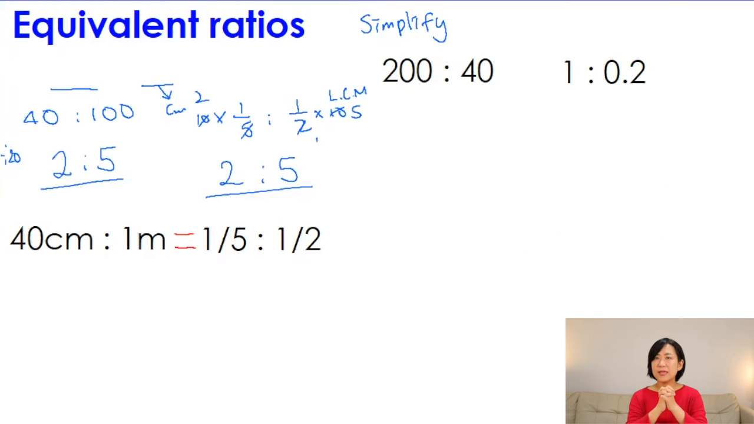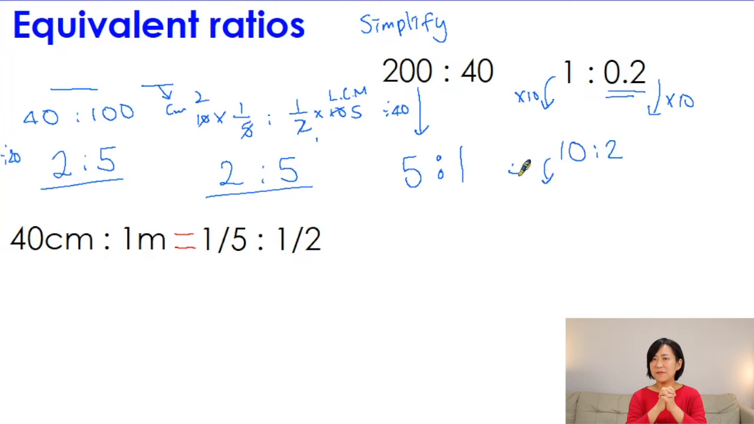Let's have a look at the other ratios. Let's divide both parts by 40. Then you've got 5 to 1. And you've got a decimal, so let's make it into a whole number. Multiply by 10, and you need to multiply the other part by 10 too. That gives you 10 to 2, and then simplify it. Divide by 2, and it gives you 5 to 1.